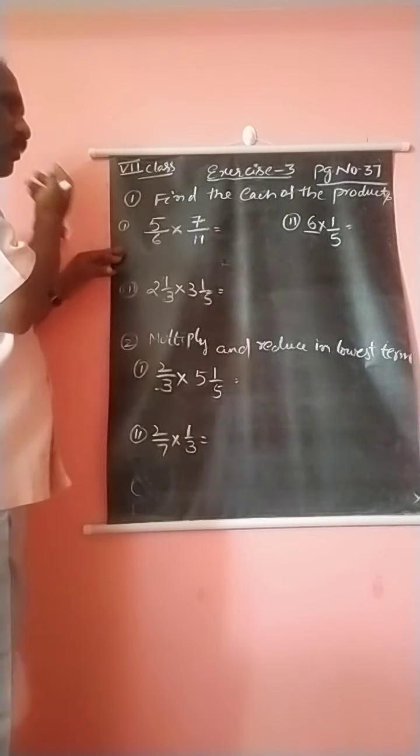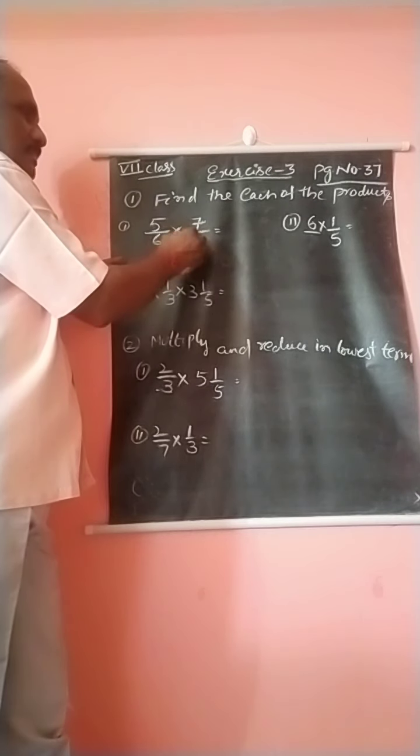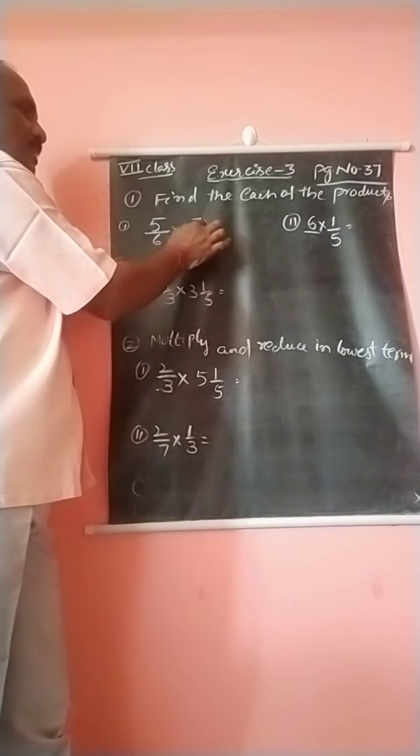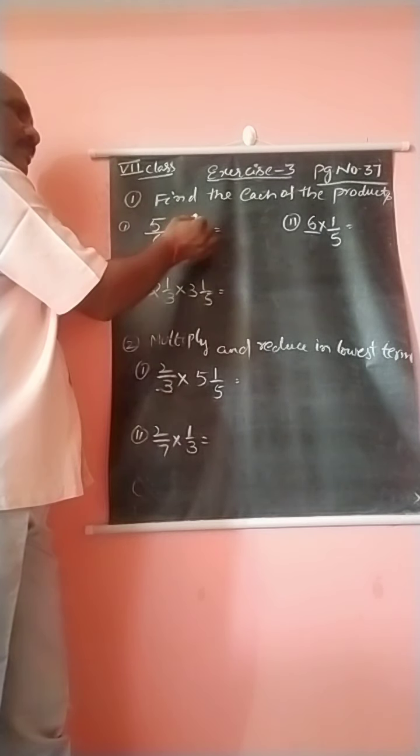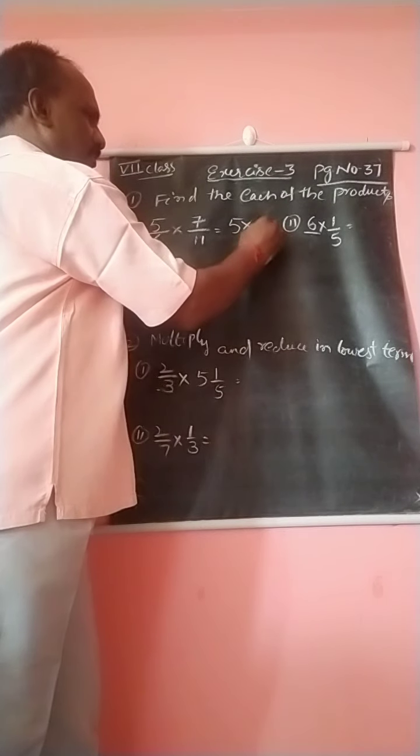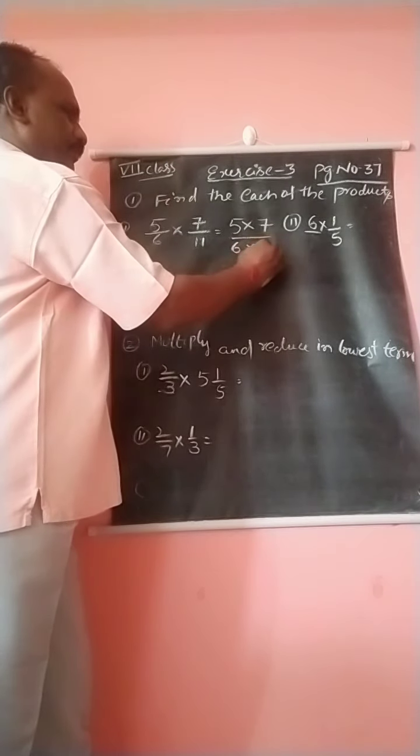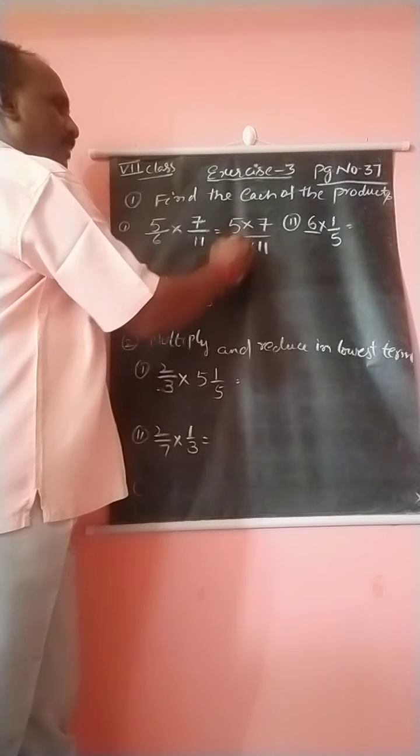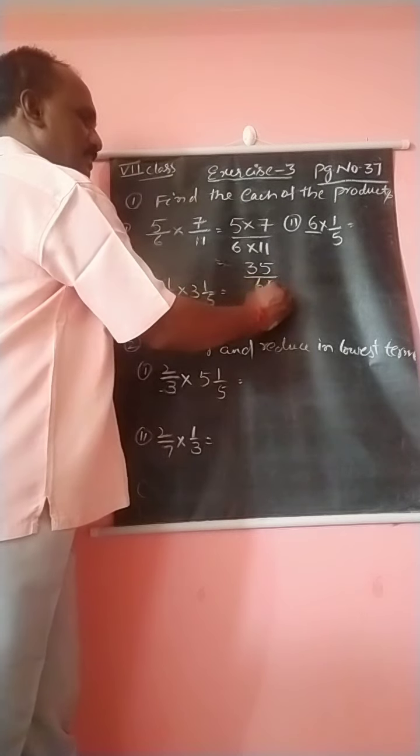So look here, children. If there is no cancellation, you have to do direct multiplication: the numerator of the first fraction and the numerator of the second fraction, that means 5 into 7, and both denominators, 6 into 11. Now what is 5 into 7? 35. And 6 into 11 is 66. So the answer is 35 by 66.